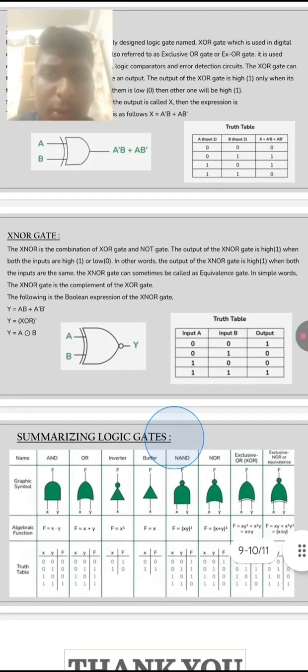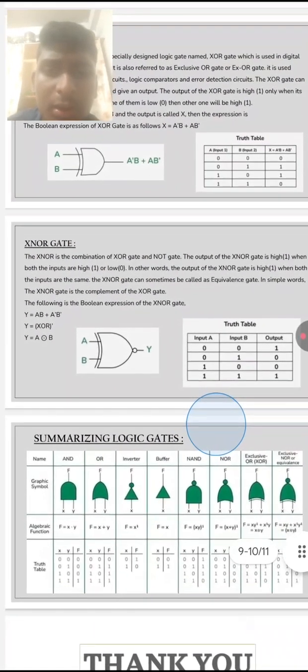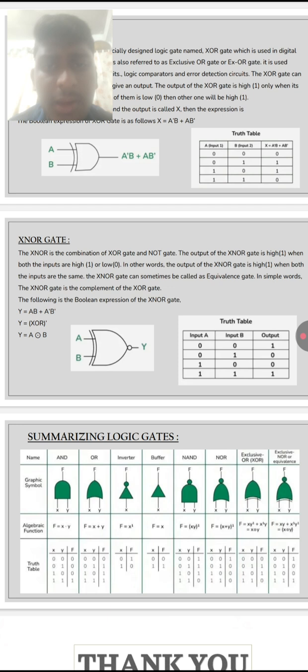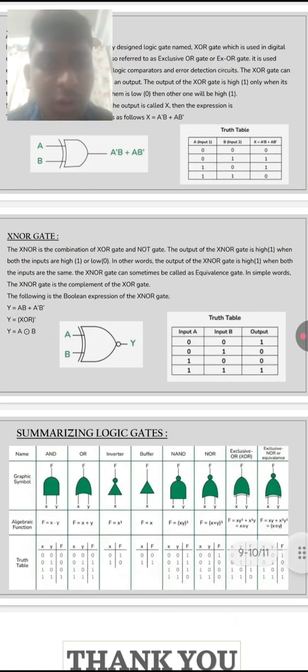Now I am telling about the XNOR gate, the last topic. The XNOR is a combination of the XOR gate and the NOT gate. The output of the XNOR gate is high 1 when both inputs are high 1 or both are low. In other words, the output of the XNOR gate is high 1 when the inputs are the same. The XNOR gate can sometimes be called the equivalence gate. In other words, the XNOR gate is the complement of the XOR gate.